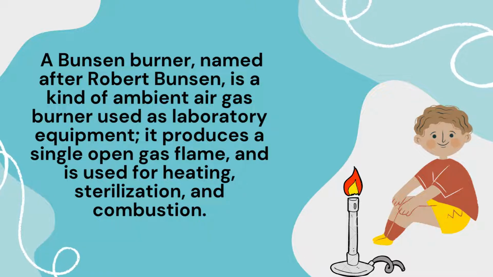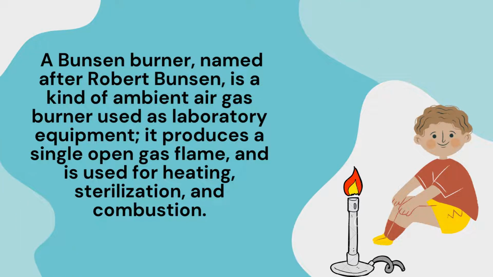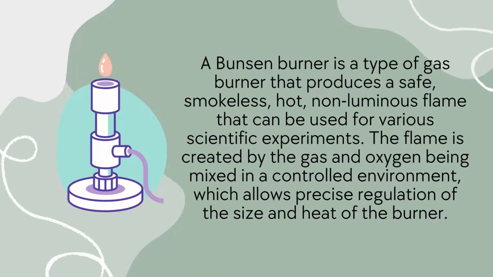You know, a Bunsen burner is used as a heat source in laboratory experiments. The burner consists of a flat base with a straight tube extending vertically, known as the barrel or chimney. My fellows, a Bunsen burner is a type of gas burner that produces a safe, smokeless, hot, non-luminous flame that can be used for various scientific experiments.